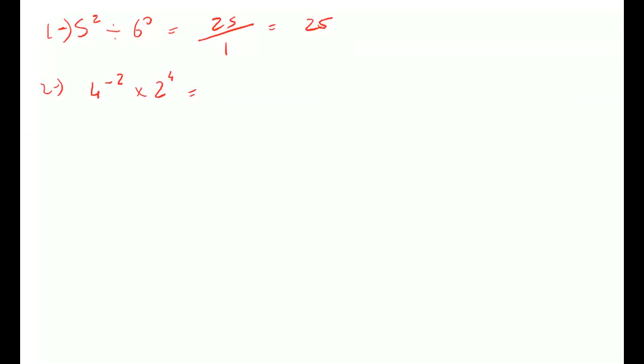Sir, why is it 25? Okay, good. So we said that 5 power 2 divided by 6 power 0, right? 6 power 0 is equal to 1, right? Any number power 0 is equal to 1. What about 5 power 2? It's 25 divided by 1, so it's 25. Did you get it, Omar?